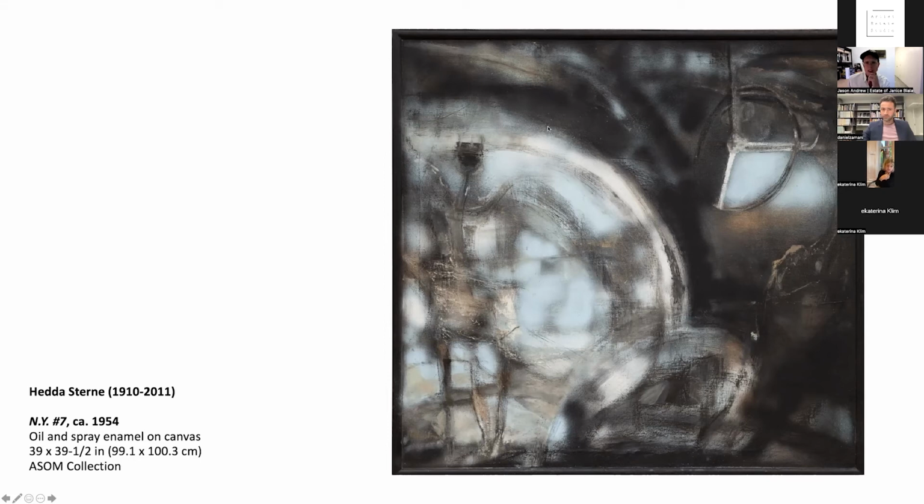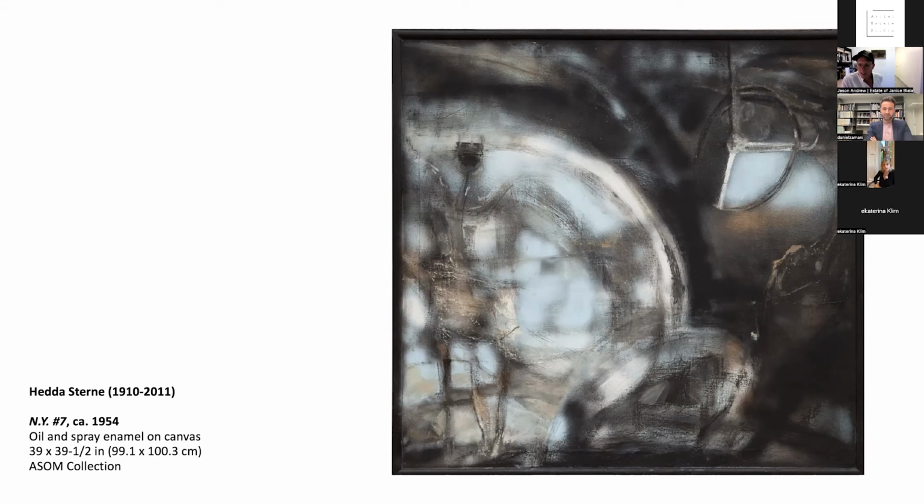And in her own words, Hedda says, "When I came here, I became totally enthralled with the United States. I started painting my kitchen, the kitchen stove, the bathroom appliances. Then I went out and painted Ford cars." So potentially it's one of these Ford cars that we are seeing in New York Number 7. "And then I went out to the country and started painting industrial machines, and then painted the roads."